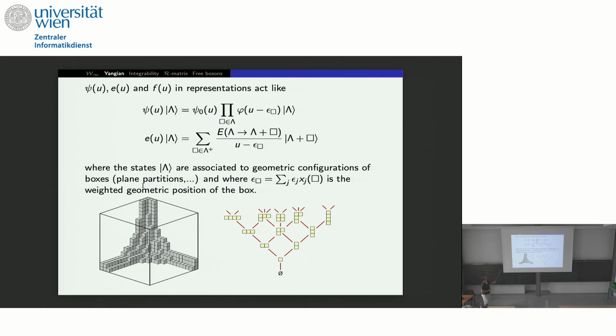And even the creation and annihilation operators are controlled by the same structure function phi. I didn't write it in detail, but schematically, this is how it looks. Maybe I didn't emphasize this: the E's and F's, the creation and annihilation operators, add and remove boxes. That's what this algebra does, and these psi's act diagonally on these configurations.